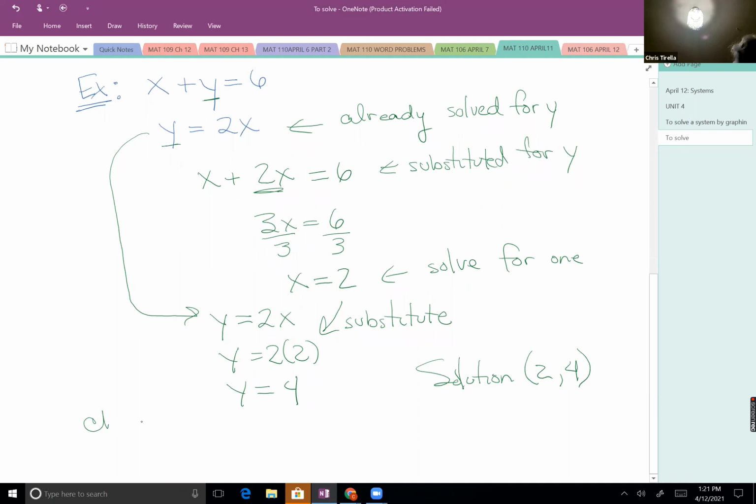And so when I check, first I have to check in x plus y equals 6. Well, if x is 2 and y is 4, 2 plus 4 equals 6, and it checks. Then I have to check in y equals 2x. Well, if y is 4 and x is 2, 4 equals 2 times 2, and it checks. That one, all right.